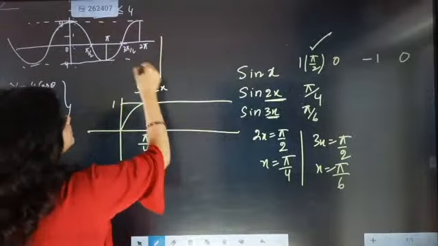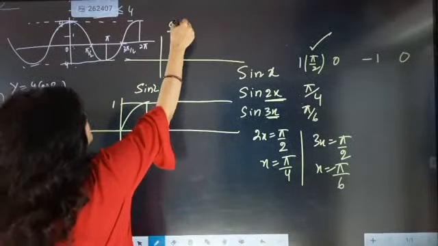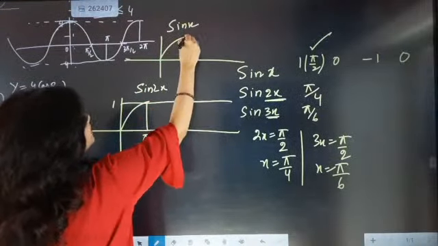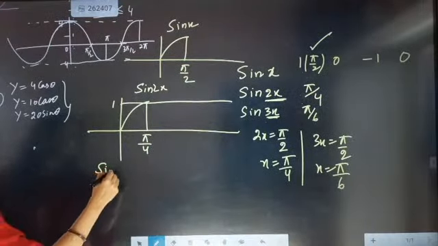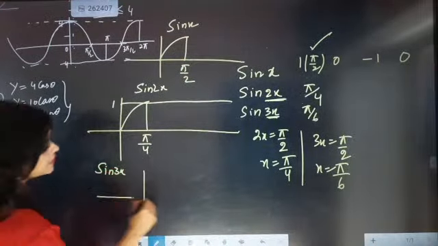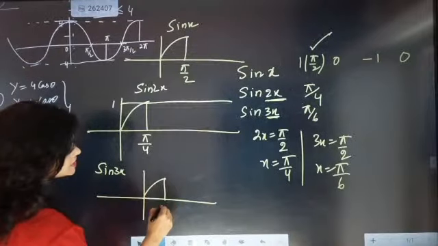And when sine x is there, then maxima will be attained at pi by 2. And when sine 3x is there, then maxima will be attained at pi by 6.